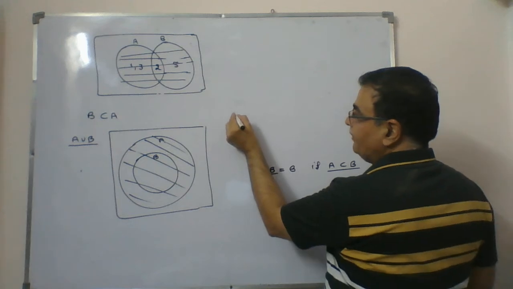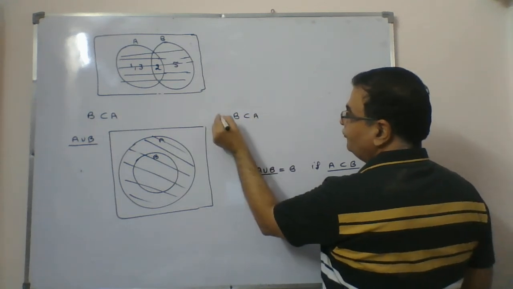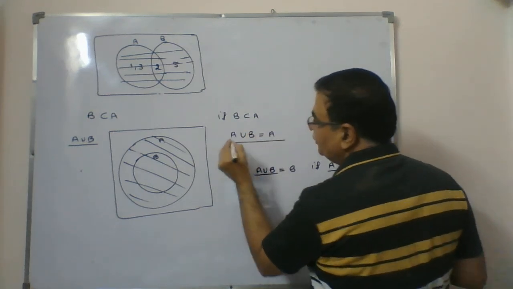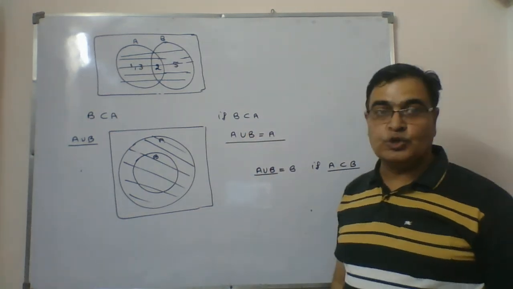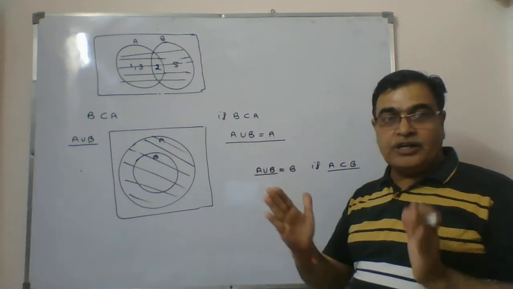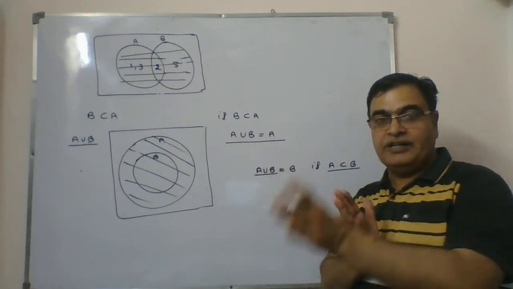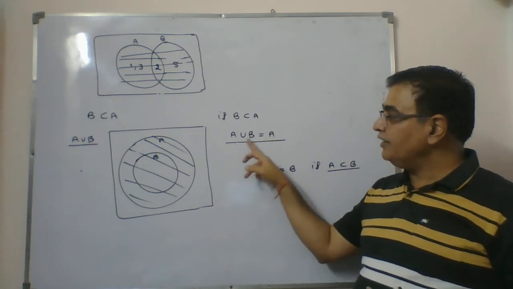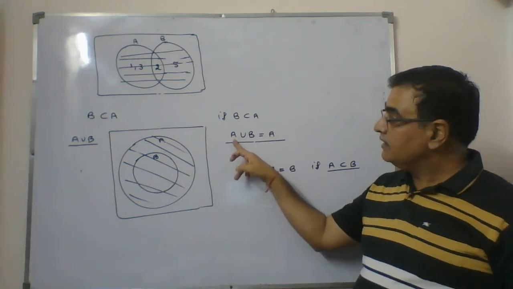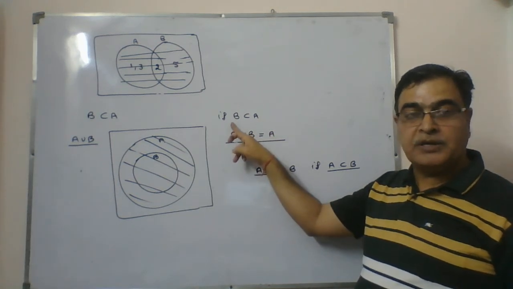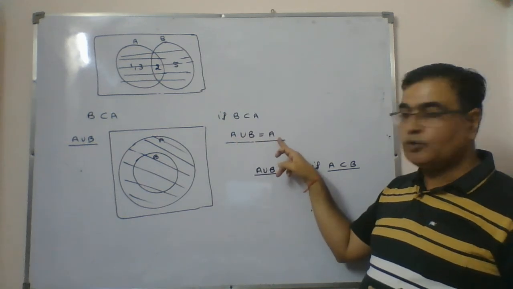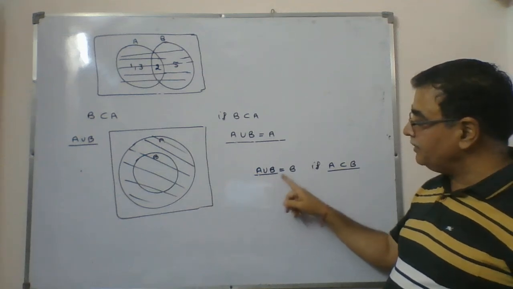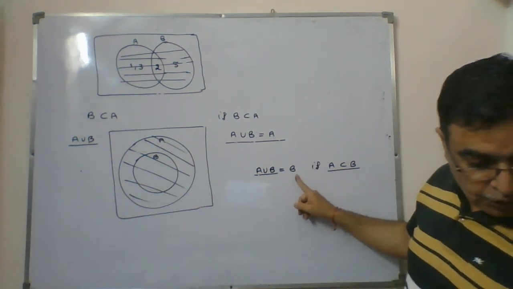So in this case, whenever B is a subset of A, A union B is equal to A. Now one thing you should keep in mind: whenever we take the union of two sets, if one is a subset of the other, then we always get the bigger set as the answer. Here A is the bigger set, B is smaller because B is completely in A, so A union B comes out to be A. Here A is a subset of B, the bigger is B, so A union B is equal to B. That you should keep in mind.